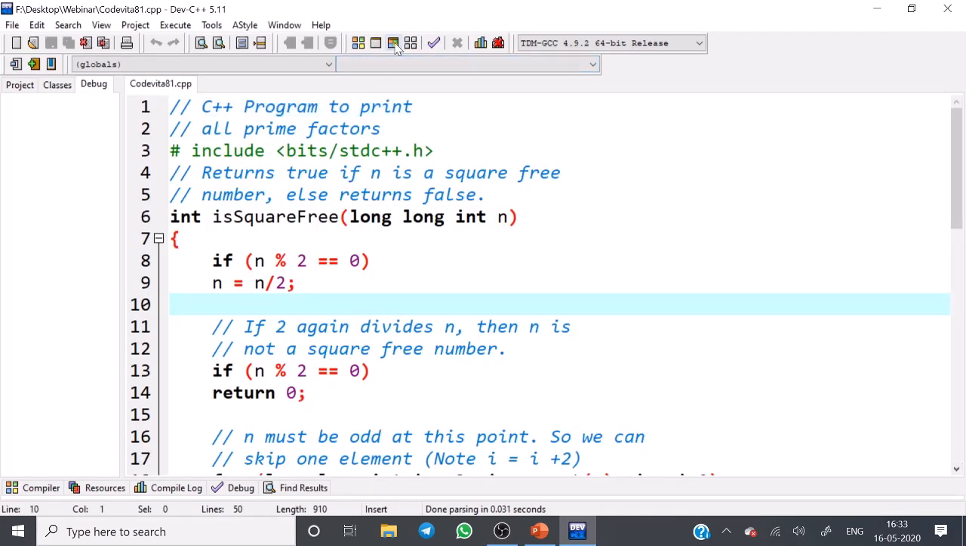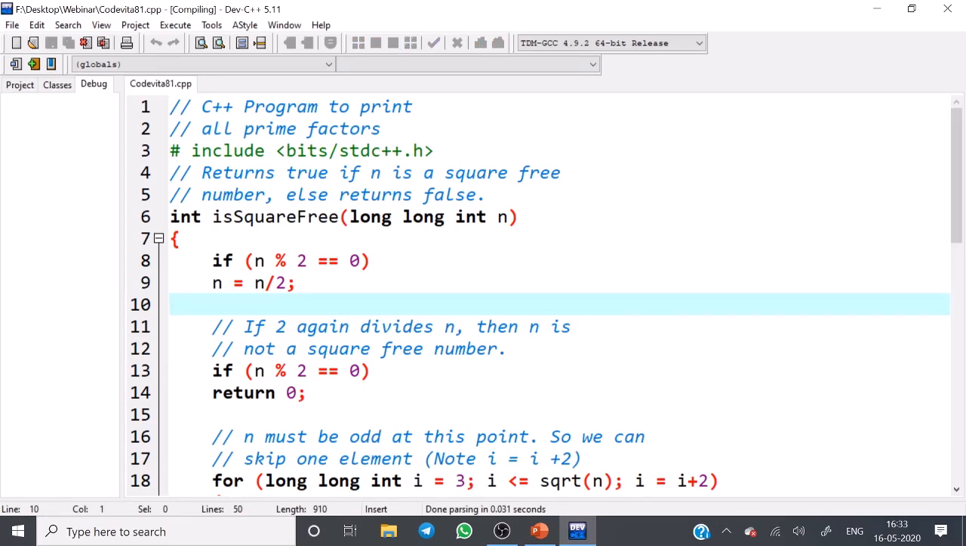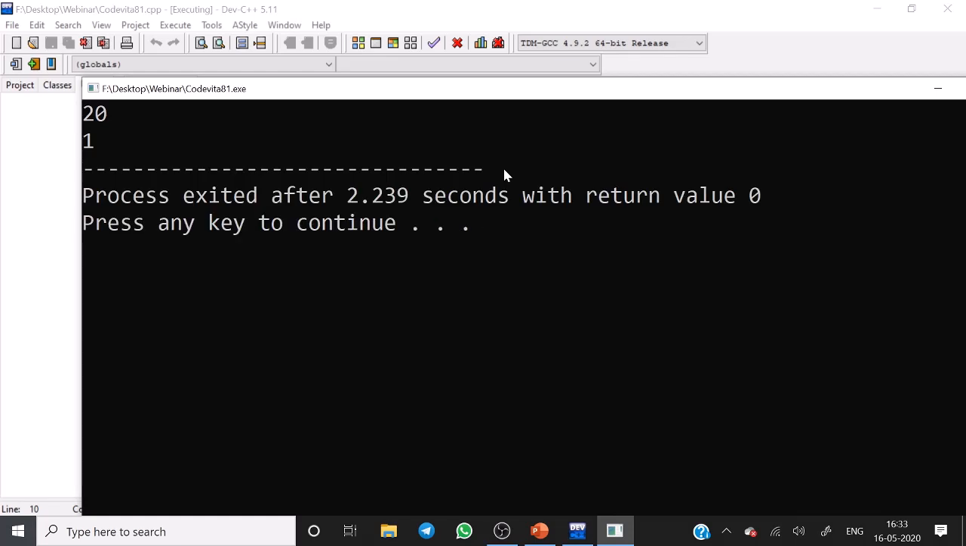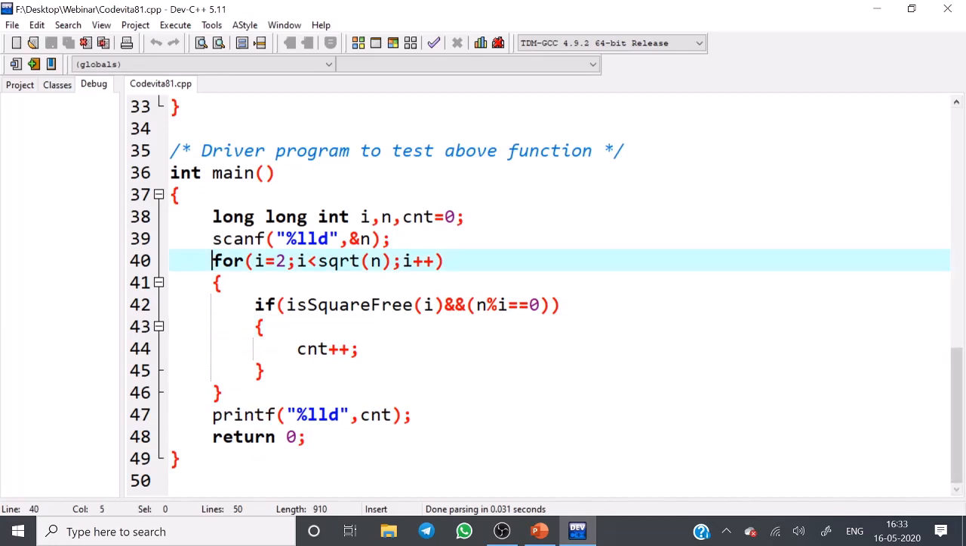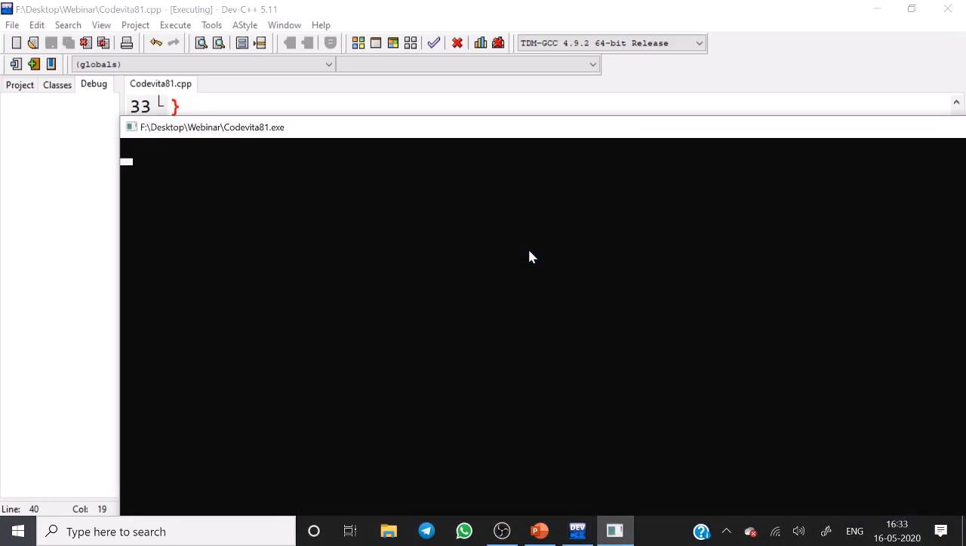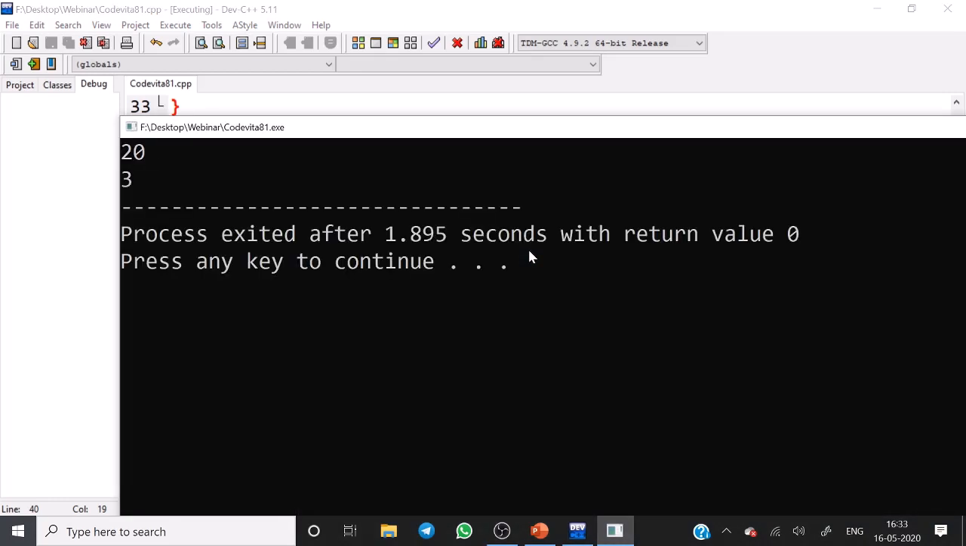Okay, to find the perfect square, for a given number 20, for the first problem, I'm showing the demo. For 20, it will return 3. Here I need to apply i less than or equal to n by 2, I forgot to give that. Now apply for 20, and you will get 3. This is the answer.